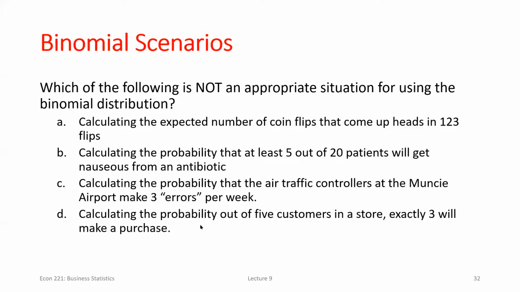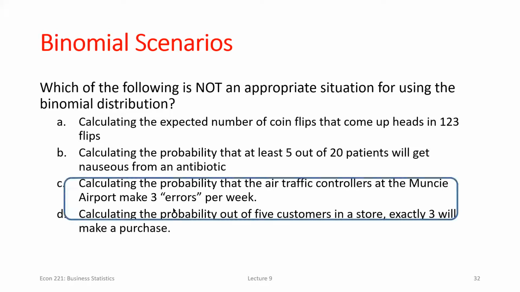And then last, we want to find the probability that exactly 3 out of 5 customers make a purchase once they enter a store. Well, if we know that on average, once someone comes in the store, 20% of the time they buy something, so the probability is 0.2. We have number of trials, number of customers, is 5. We want to find the probability of 3 successes, or 3 of them purchase something. This is a perfect scenario where we can apply the binomial.